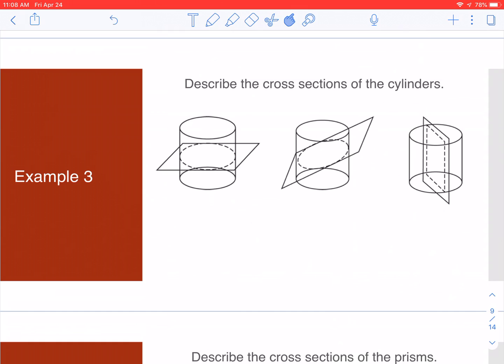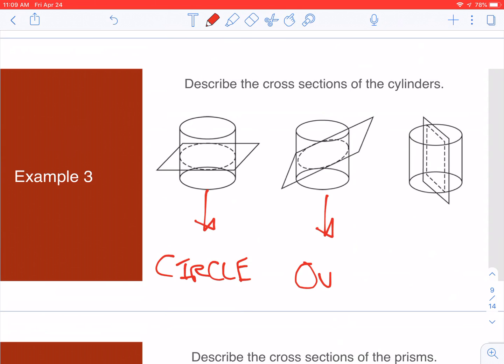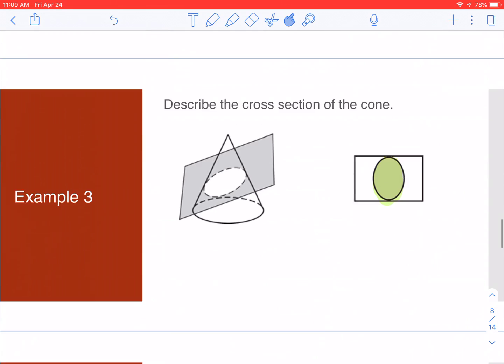Okay, so if we look at these different sections here, the first one here, if we cut this straight across on a cylinder, we would say circle. It's the same thing as the base or the top, right? If it's on an angle, right here, we would say oval. And if it's cut perfectly vertical, we would say rectangle.